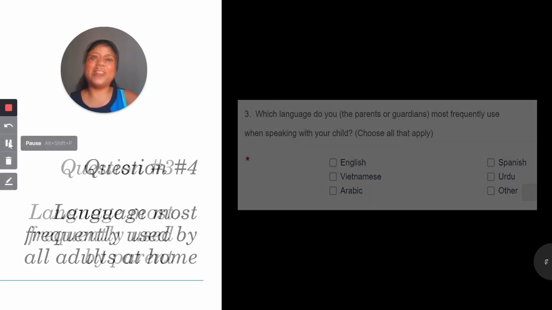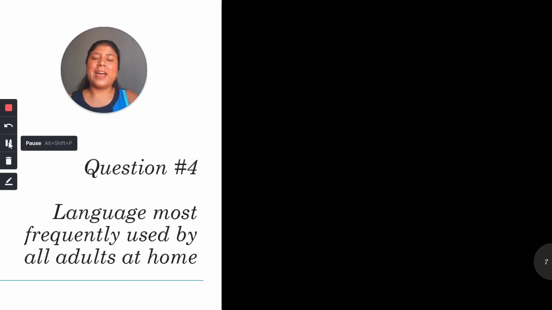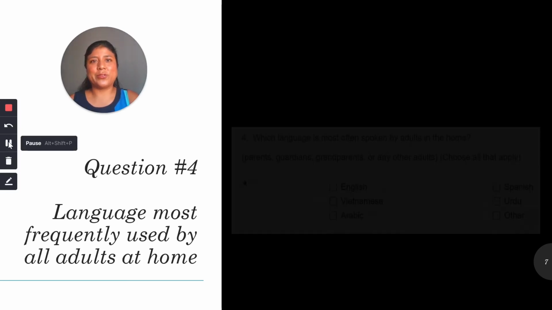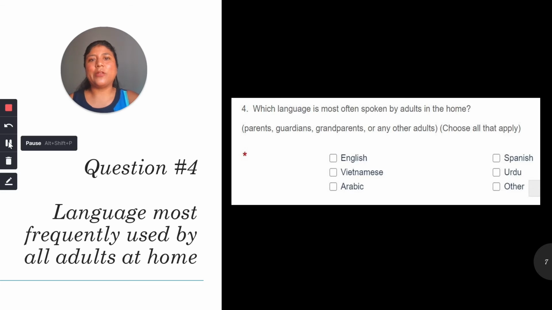And the last question, question 4, asks about the language spoken by other adults in the home. So please indicate which language is most often spoken by adults in the home. Again, if you speak both languages at home, click on both of the languages that you speak, or if only English is spoken at home, just click on English.